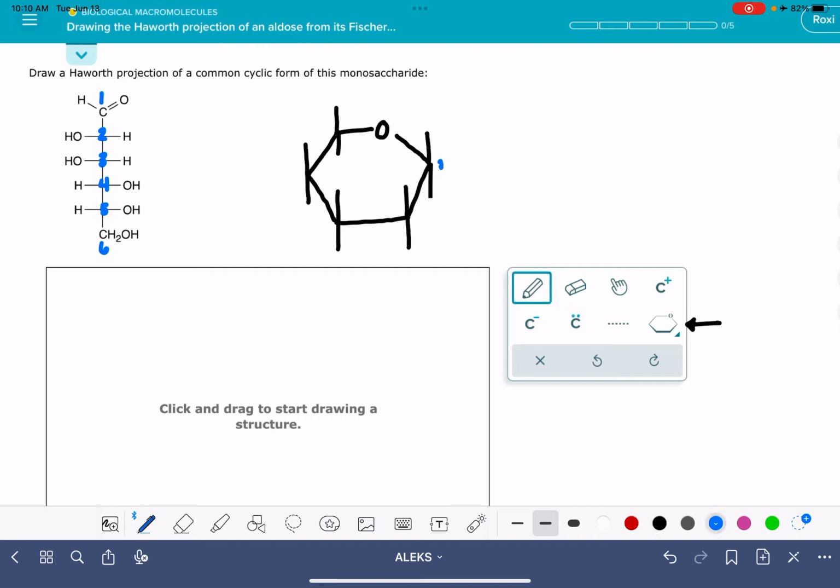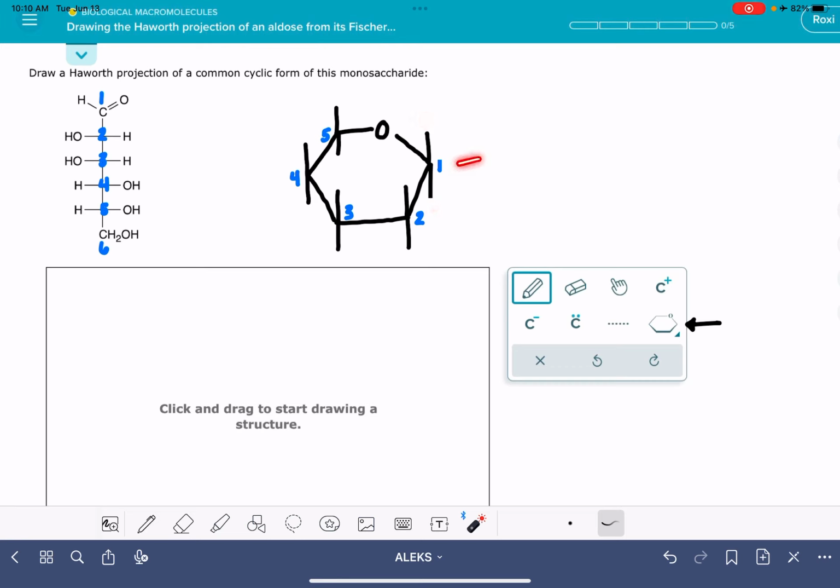Let's fill the numbers in on this ring. 1, 2, 3. I'm only going to do 1 through 5. We'll come back to carbon number 6 later. So our job is to fill in the things that are attached to the carbons of this ring, making sure that we're writing them in the correct position. By that I mean either up or down.